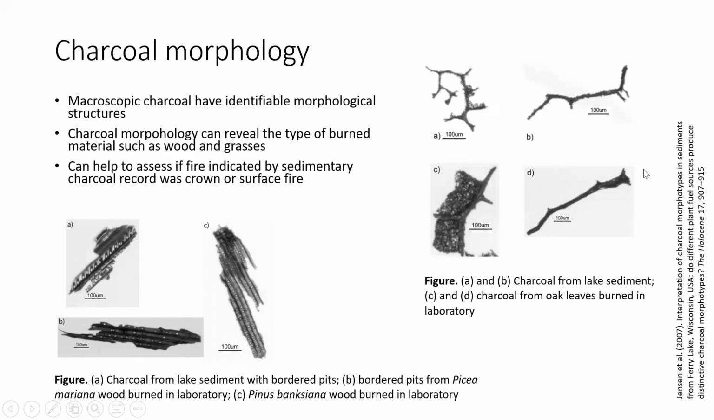And then also here, these are oak leaves from sedimentary records and then burned in the laboratory, and you can see some resemblance. And then, for example, if you see this type of charcoal particles in your sediment samples, you can quite well see that they are different, and one is from conifers and the other from broadleaf trees. So then you can have an idea of what has been burned in the area.